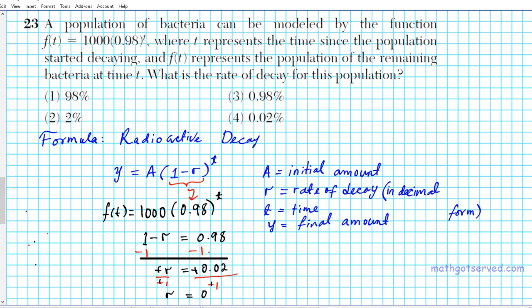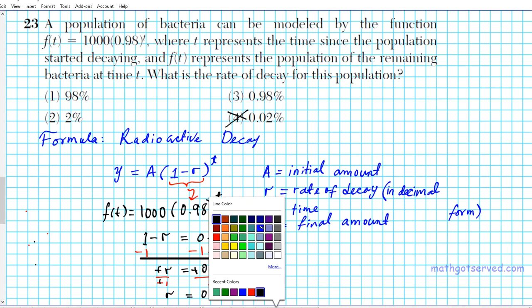R is 0.02. So is our answer option 4, 0.02%? Yay or nay? The answer is no. Why not? We talked about this earlier, that r in the formula is in decimal form.